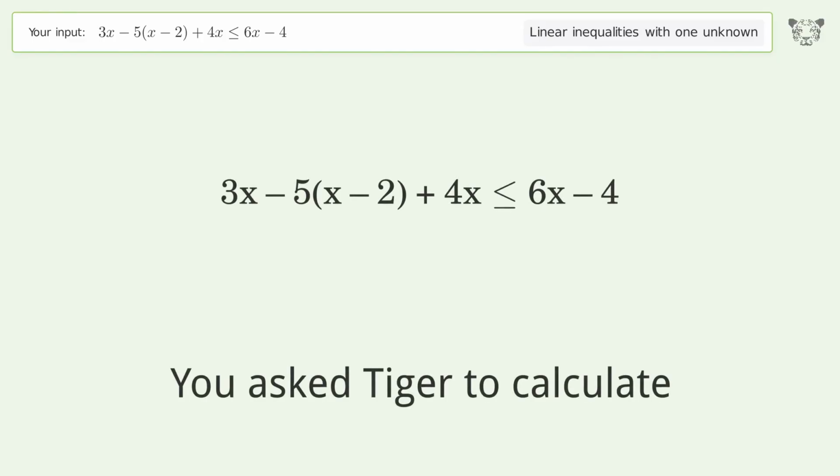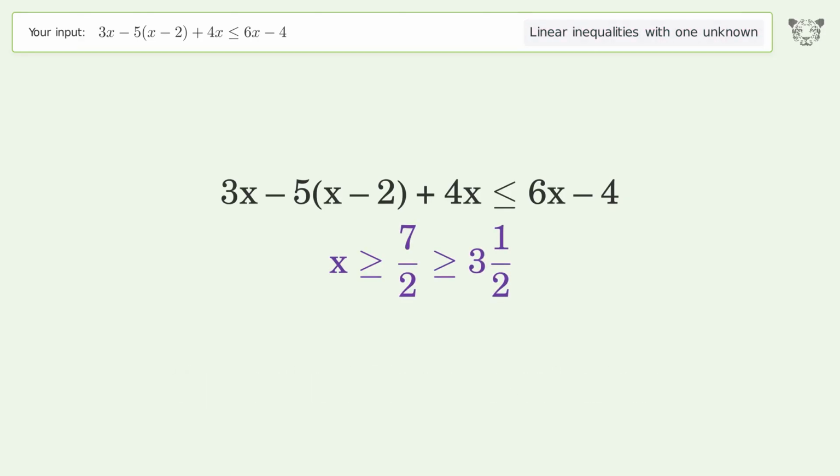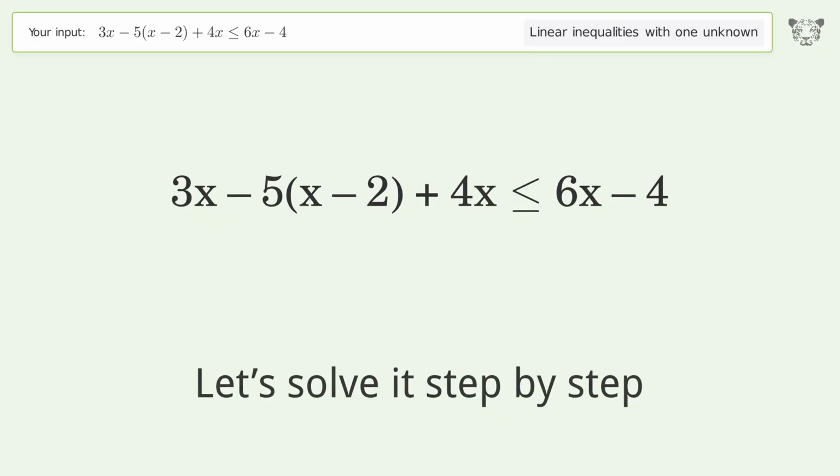You ask Tiger to calculate. This deals with linear inequalities with one unknown. The final result is x is greater than or equal to 7/2 (or 31/2). Let's solve it step by step.